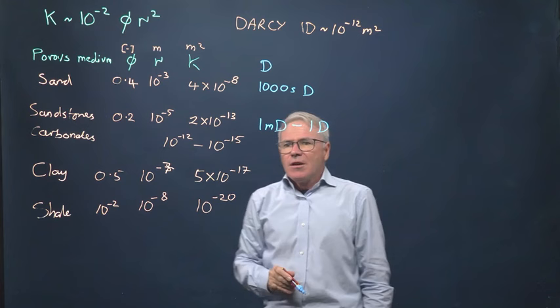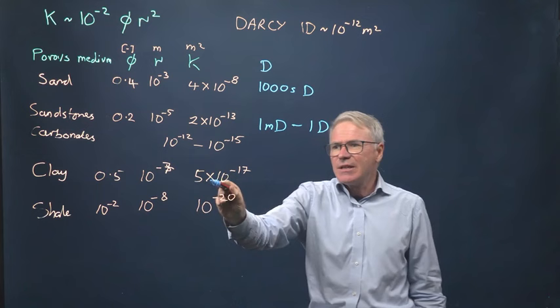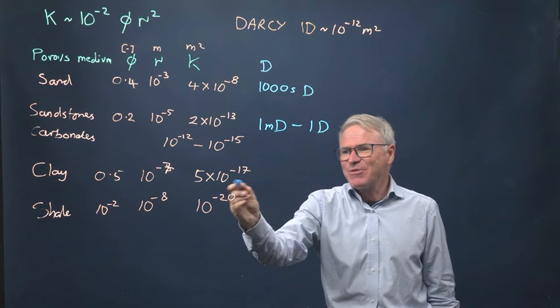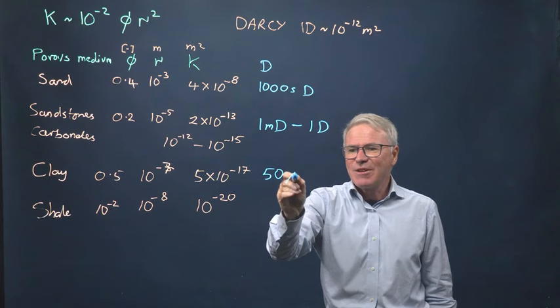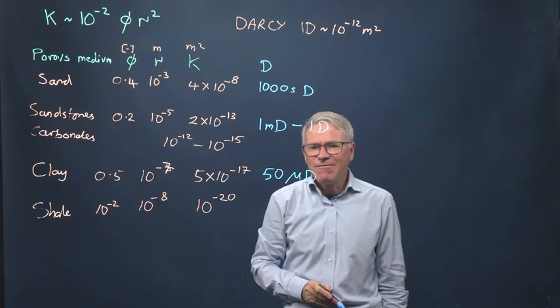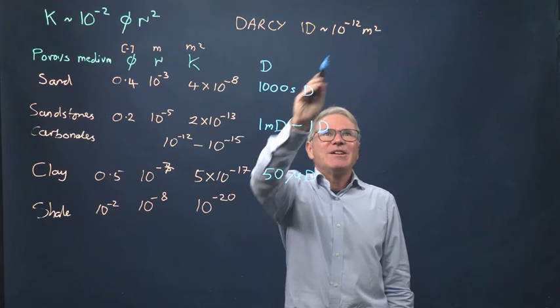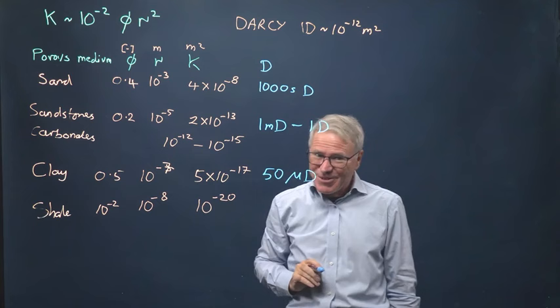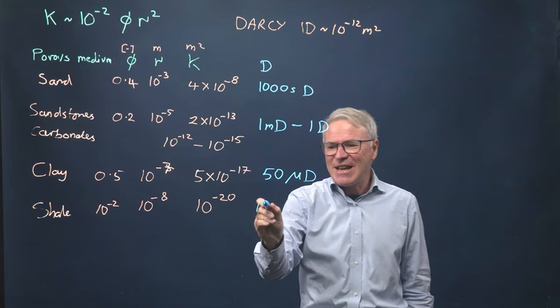But now if we go down from 10 to the minus 15, 10 to the minus 18 is now not a millidarcy, but a microdarcy. And then if we go down even further, if we have a nanodarcy, that's 10 to the minus 21. Sorry, let me redo my subtraction. If we have a nanodarcy, that's 10 to the minus 21, so this is, say, 10 nanodarcies.